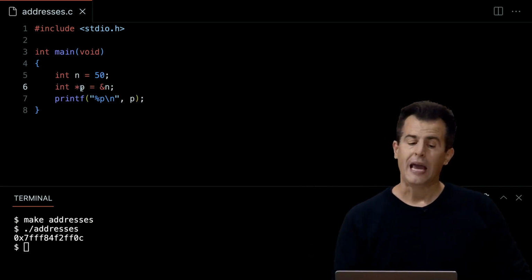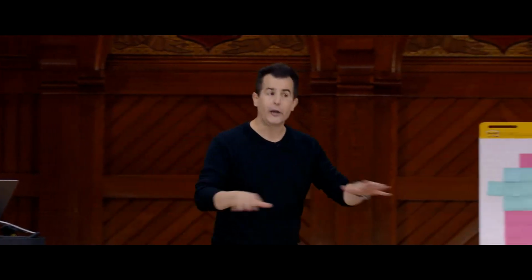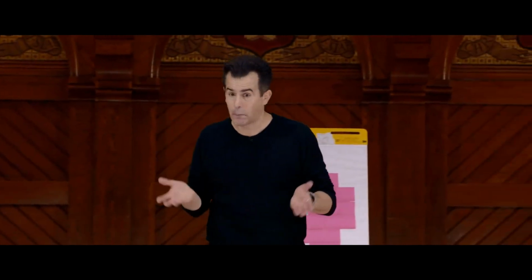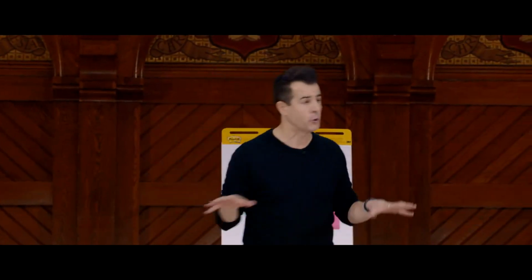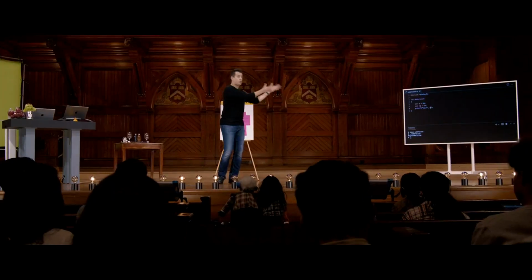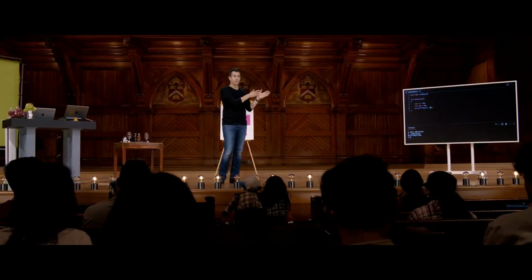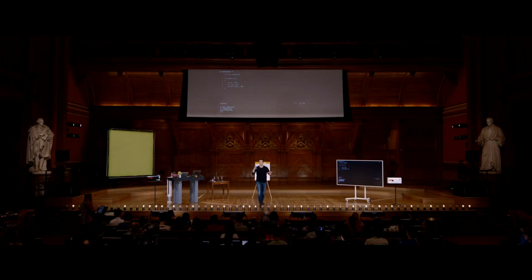But notice, in line 7, when I print out p, I don't use a star, I don't use an ampersand. Why? I literally just want to print the value of p. And we've been doing that since week 1. If you want to print a variable, just describe the variable by its name. No special syntax. Any other questions on this thus far?